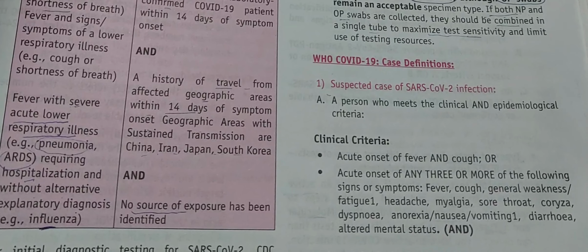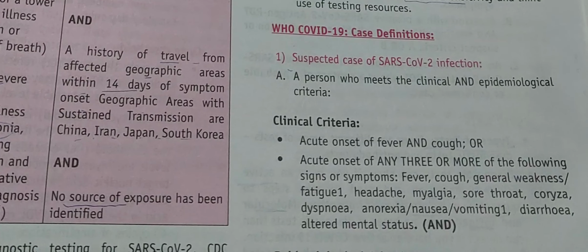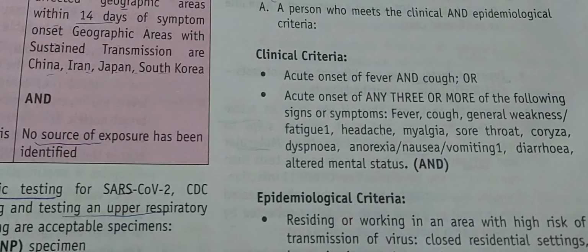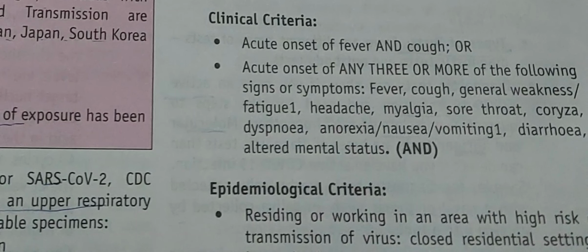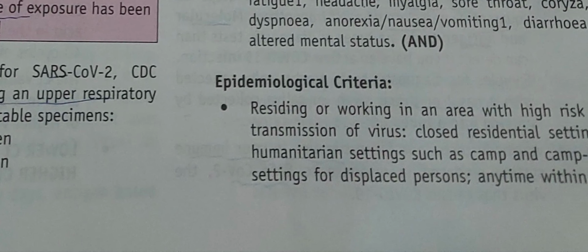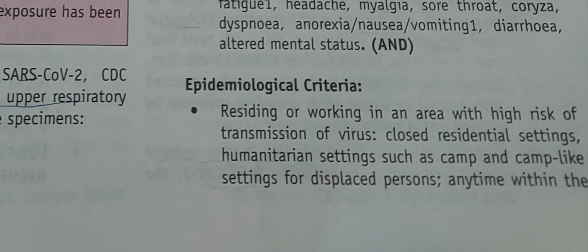Okay. Talking about COVID-19 case definitions, a suspected case of SARS-CoV-2 infection is a person who meets the clinical and epidemiological criteria. The clinical criteria is acute onset of fever or cough, or acute onset of any three or more of the following signs and symptoms: fever, weakness, fatigue, headache, malaise, sore throat, anorexia, dyspnea, diarrhea. So that is the clinical criteria. Epidemiological criteria is residing or working in an area with a high risk of transmission of the virus.